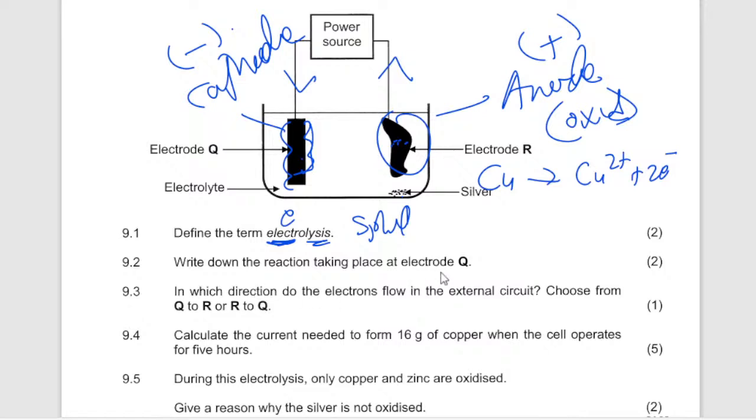All right, let's go to the question and see. Write down the reaction that takes place at Q. Definitely, copper 2+ ions plus 2 electrons gives you copper solid. Why? Because it moves to that side, and that's where reduction takes place. So this is a reduction. In which direction does the electron flow in the external circuit? We have said it: it's going to be R to Q.